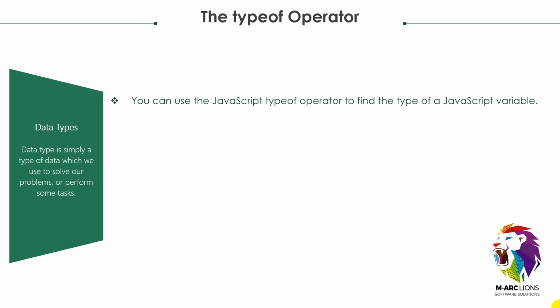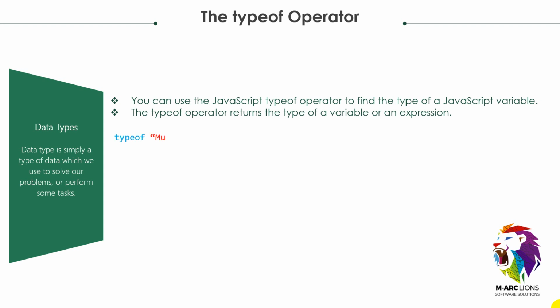What is the typeof operator? You can use the JavaScript typeof operator to find the type of a JavaScript variable. Like you're dealing with a variable and you forgot what kind of data type it is. What you can do is use the typeof operator, and it will tell you what kind of data type it is. The typeof operator returns the type of a variable or an expression.